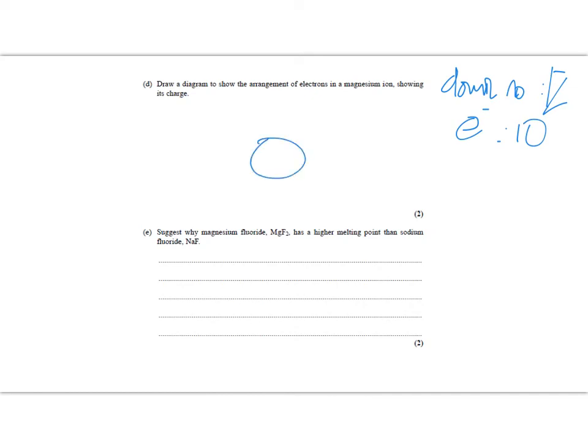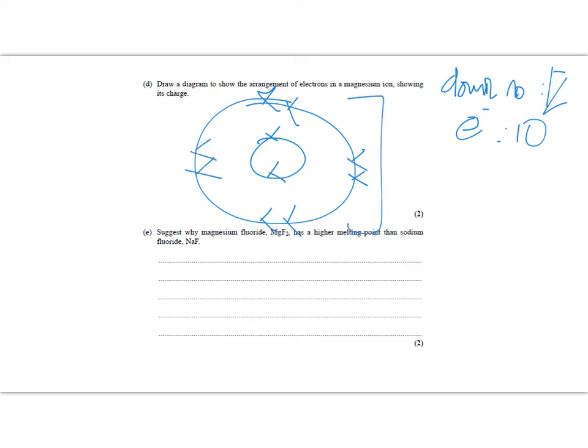So we've got 2 on the inner shell, and then the next shell you can fit 8. And because it's lost 2 electrons, that gives it a 2+ charge.